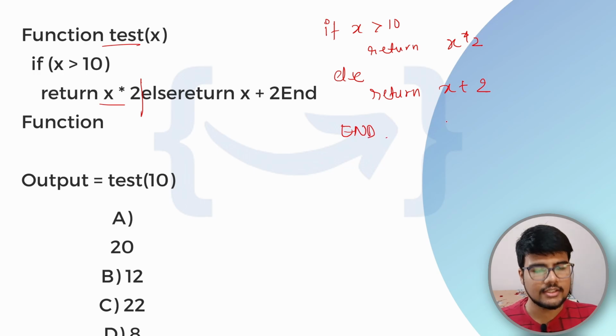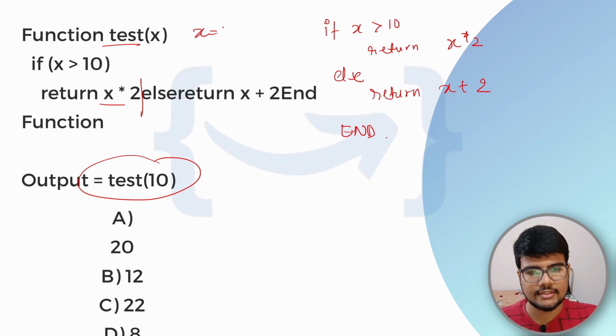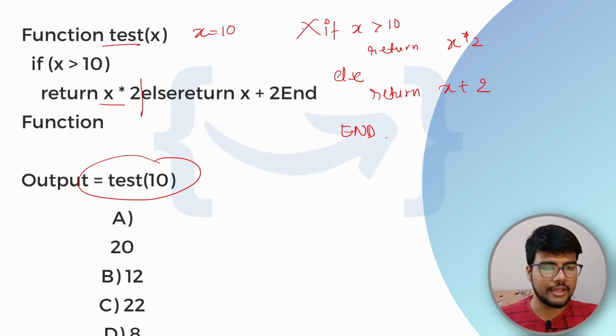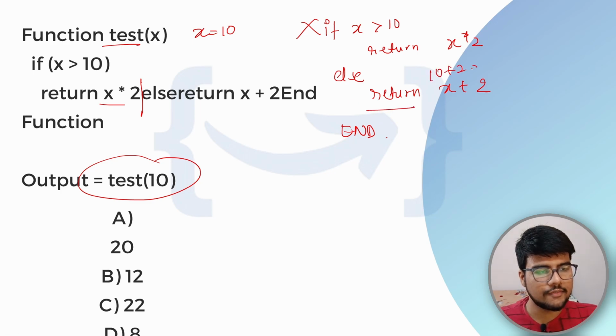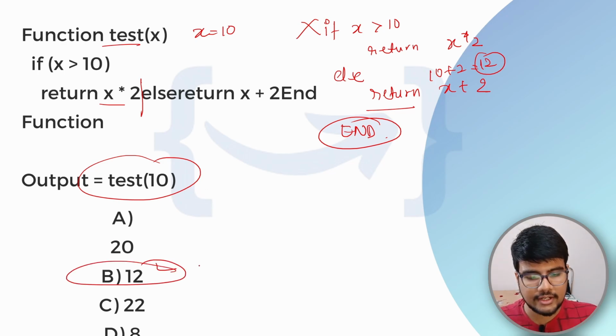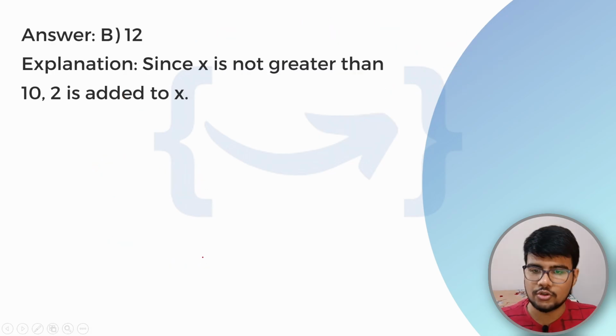So this is the case. Let's see what happens: test is called here with 10, so x is initialized as 10. Let's check: is 10 greater than 10? No, so the if condition won't be executed, it will go to the else case. Now return 10 plus 2, which will give you 12, and the function ends here. Then 12 is the right answer. B is the right answer of this question.